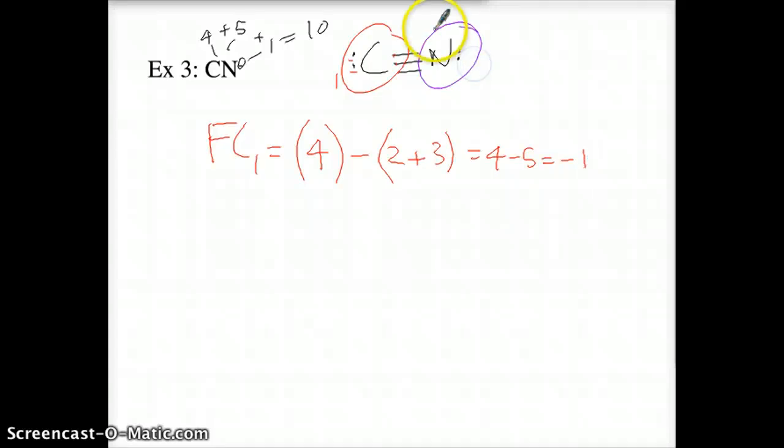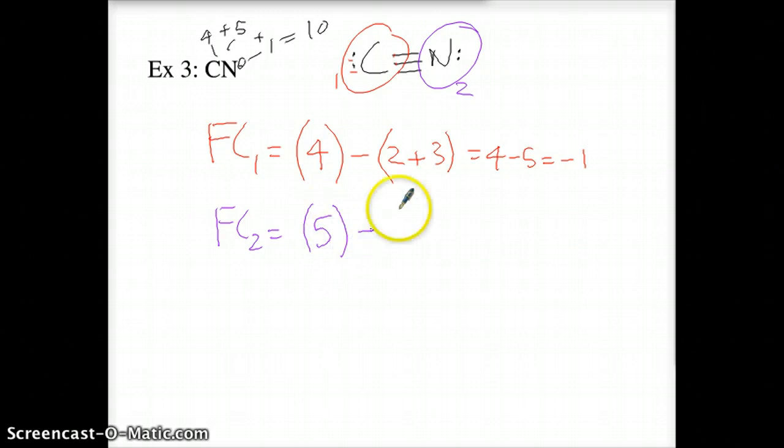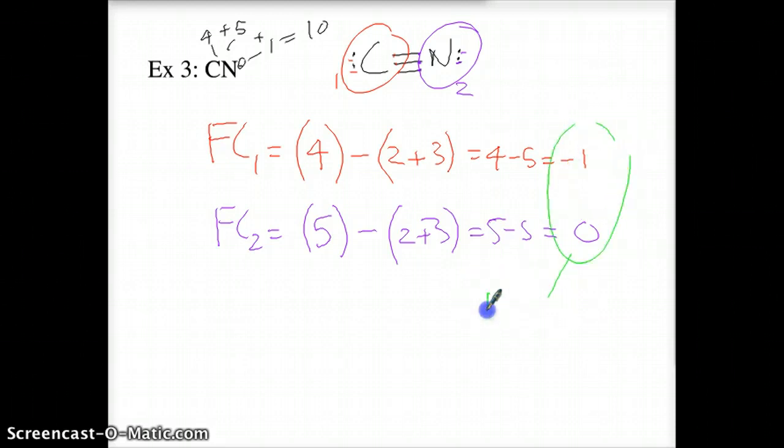What about for nitrogen? So on the second atom, formal charge on nitrogen. Well, how many electrons did nitrogen have? It's in group 5A on the periodic table, so it should have 5 valence electrons. Minus how many non-bonding? 1, 2. And how many bonds? 1, 2, 3 bonds touching it. So 5 minus 5 is equal to 0. Interesting. So now if we calculate the total formal charge, formal charge total would be negative 1 plus 0, which is negative 1.